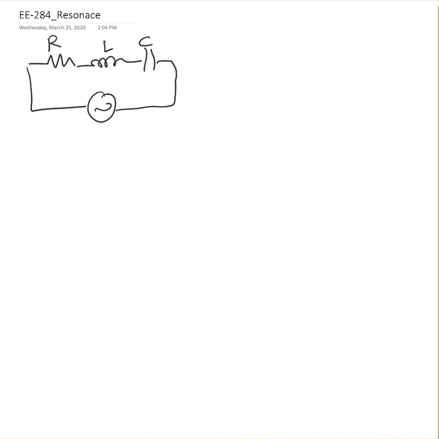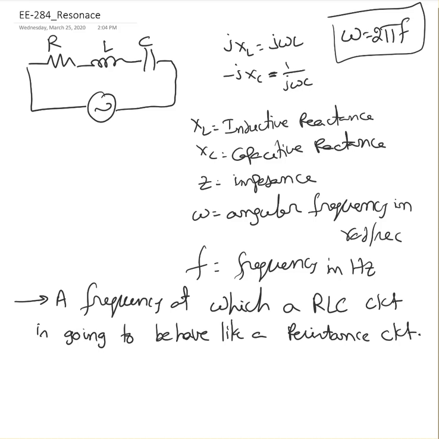Okay, assuming that's an AC source. So in an RLC circuit, at one frequency, the inductive reactance and capacitive reactance are going to be equal. They cancel out each other because one is positive, another one is negative. So the circuit is going to behave like a resistive circuit. That frequency at which an RLC circuit behaves like a resistive circuit is called resonant frequency.